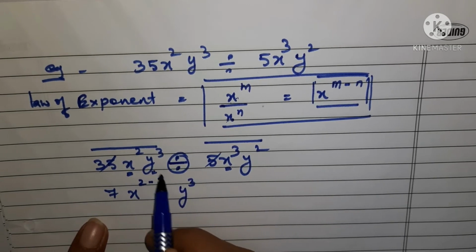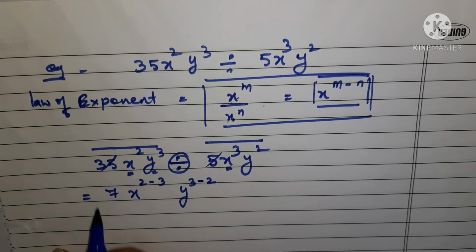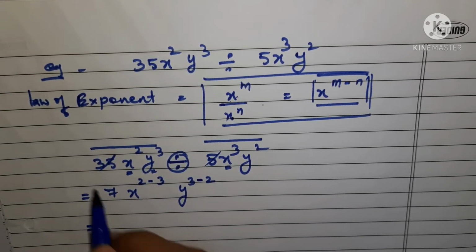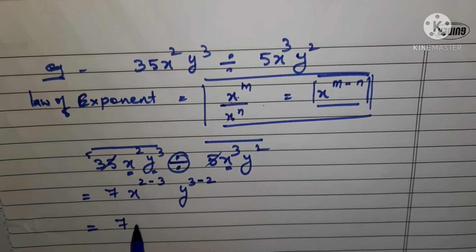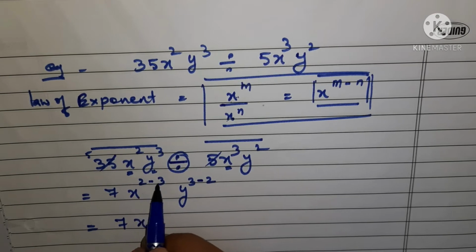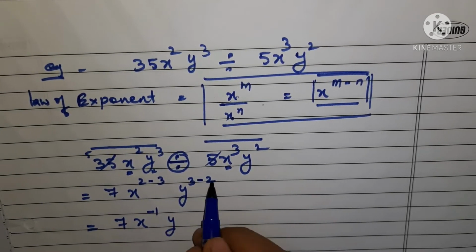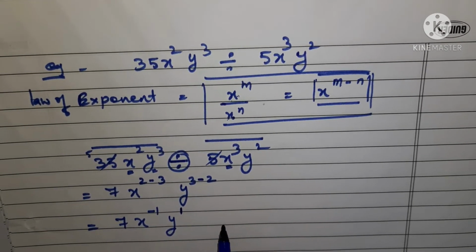Here you can see this is y cube, this is y square. So 3 minus 2, what is it going to give you? It is giving you 7, and this is giving you 5 here. Now it is giving you 7 x to the power... You can see here 2 minus 3 is going to give you minus 1. And y to the power 3 minus 2 will give you how much? 1. अब इसको हम और कैसे लिख सकते हैं?